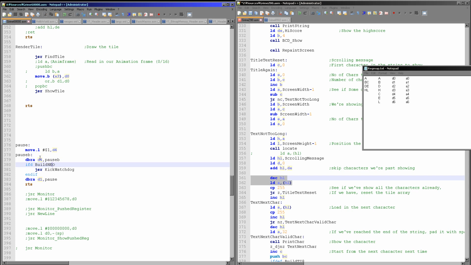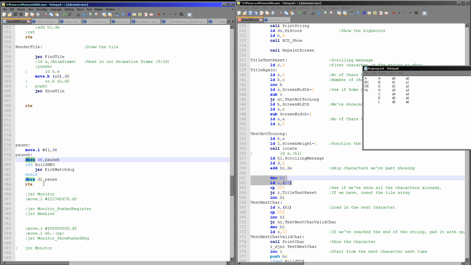So I'm using this DBRA, which is decrement and branch, which sounds quite similar to DBNZ, but unfortunately it's slightly different. DBNZ ends when it reaches 0, DBRA ends when it actually goes below 0. DBNZ would run one less time than DBRA, so you do have to be careful that you understand that DBRA doesn't actually work exactly the same as DBNZ, even though it's similar.